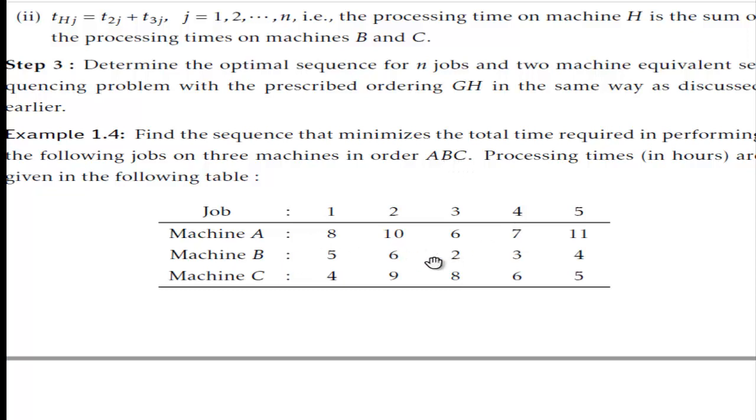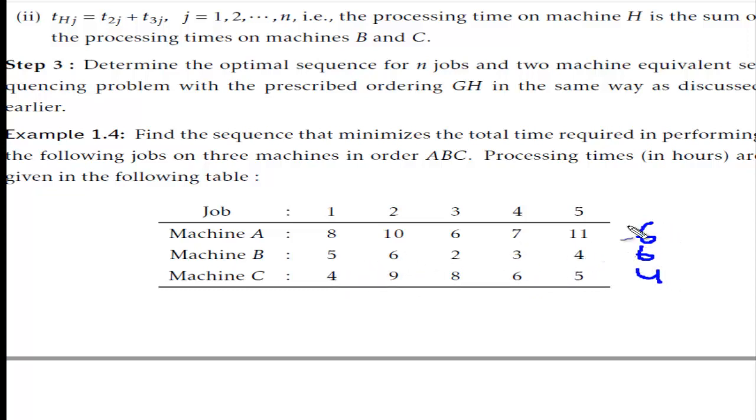So these are the processing times. I will first calculate the min of machine A, that is going to be 6, the min of machine C, that is going to be 4, and the maximum of machine B, that's going to be 6.